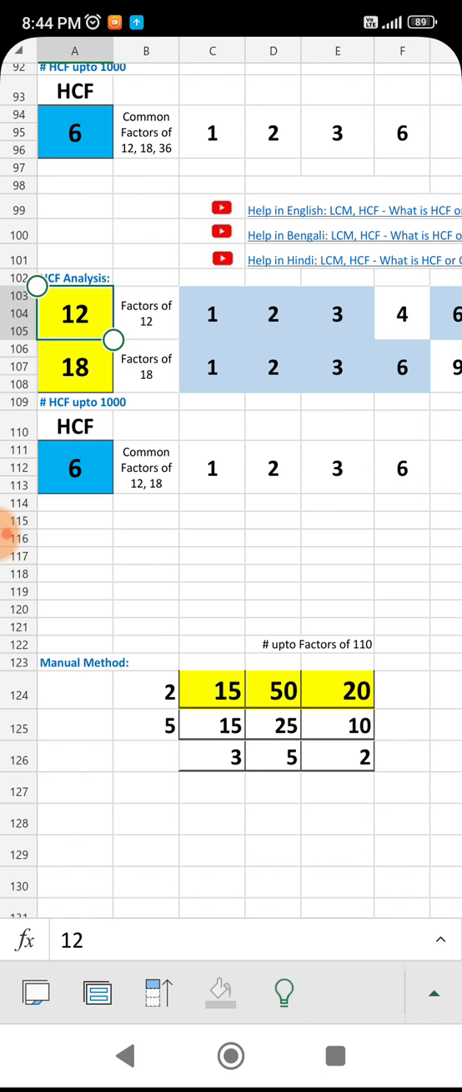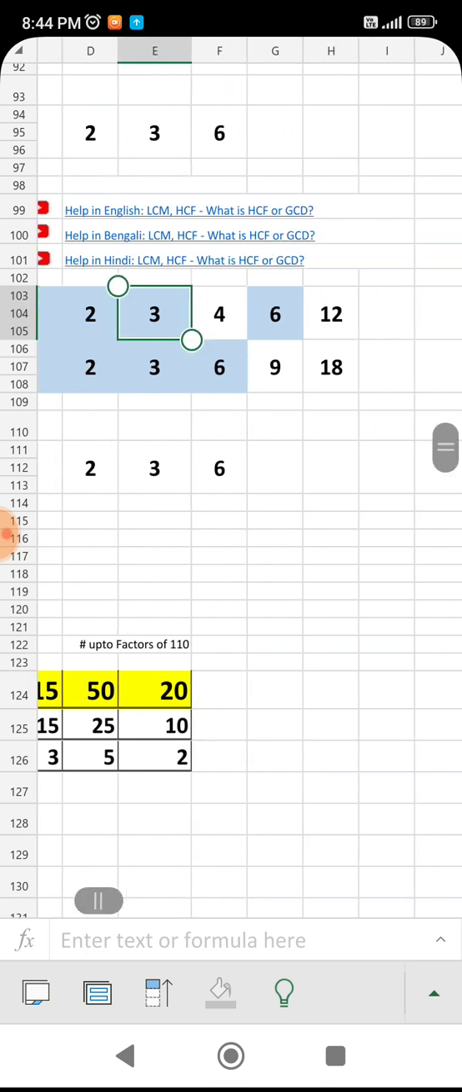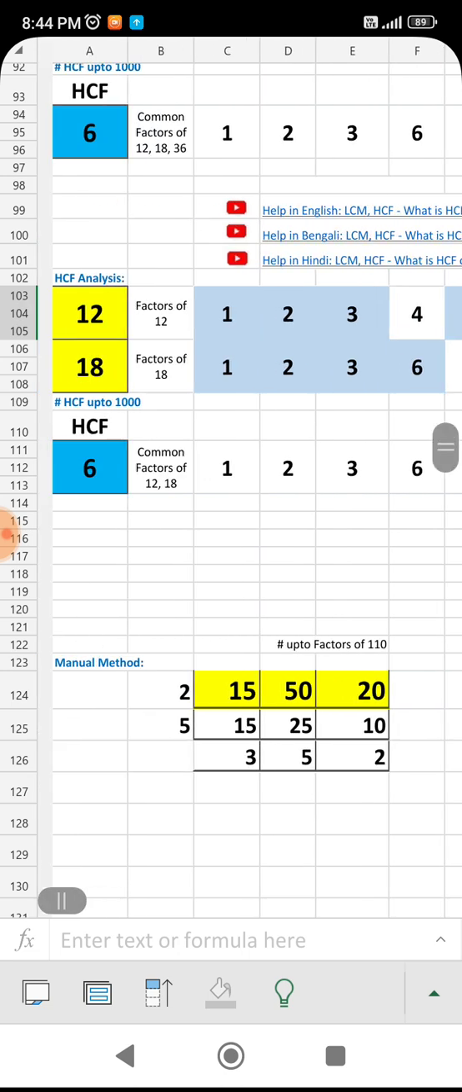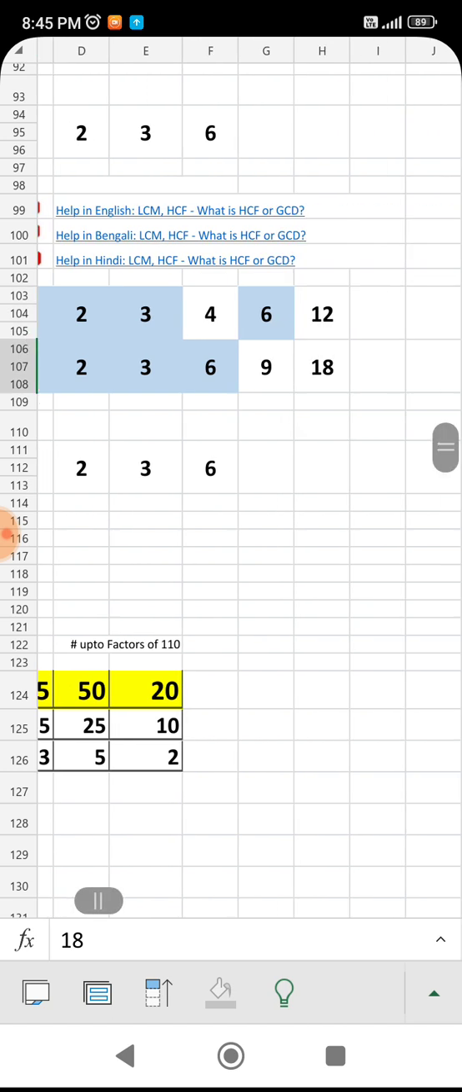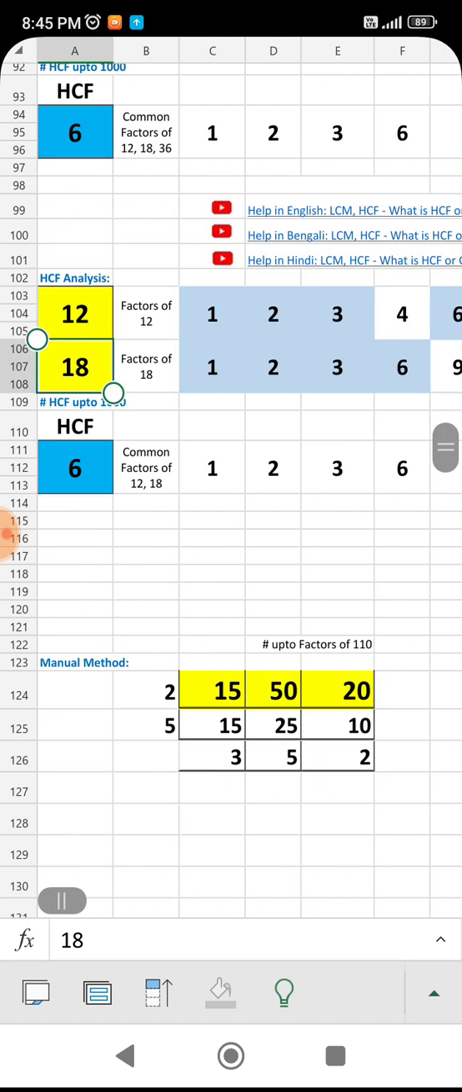You have to write all the factors of 12 first. 12 is divisible by 1, 2, 3, 4, 6 and 12. You have to write all the numbers first. Similarly, you have to write all the factors of 18 also. These are the factors.